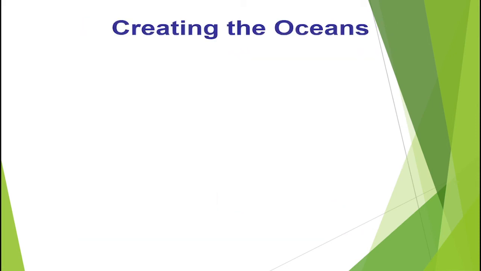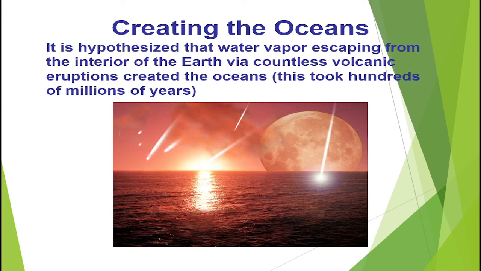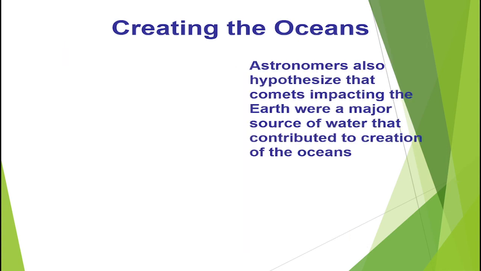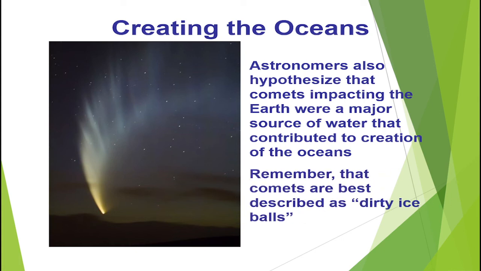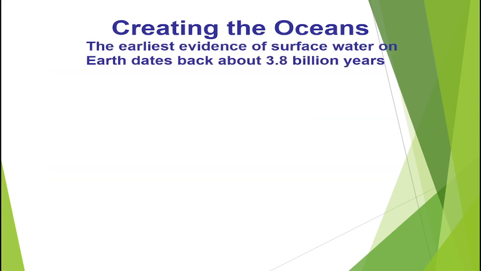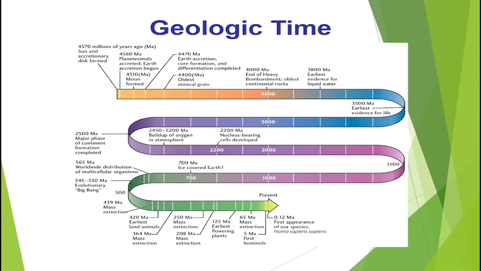It is hypothesized that water vapor escaping from the interior of the Earth via countless volcanic eruptions created the oceans. This took hundreds of millions of years. Astronomers also hypothesized that comets impacting the Earth were a major source of water that contributed to the creation of the oceans. Remember that comets are best described as dirty ice balls. The earliest evidence of surface water on Earth dates back about 3.8 billion years ago. The arrow in the geologic timeline shows when the first ocean was formed.